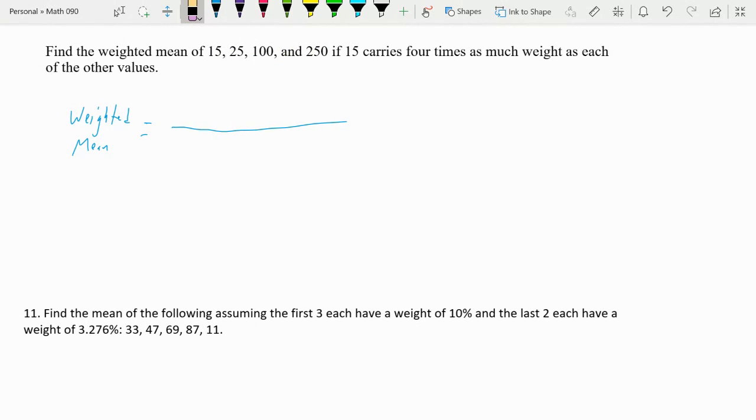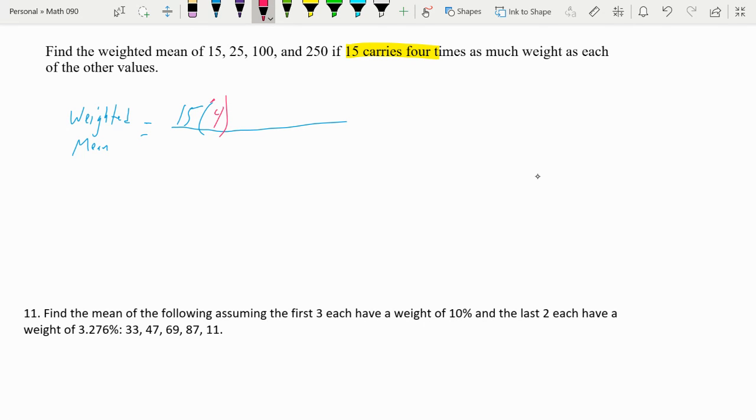But if you look at it, it tells us that 15, that one right there, has 4 times as much weight as the other ones. So the way we do this is we pick that number 15 times, well, what did it tell us? It told us 15 carried 4 times as much weight. So 15 times 4.